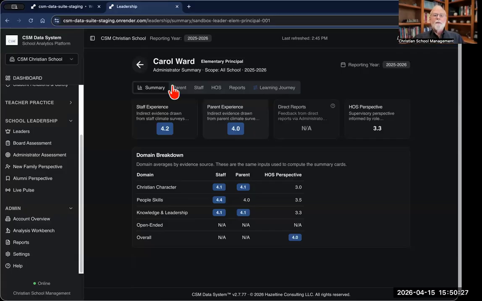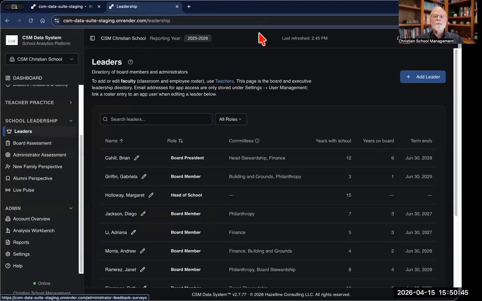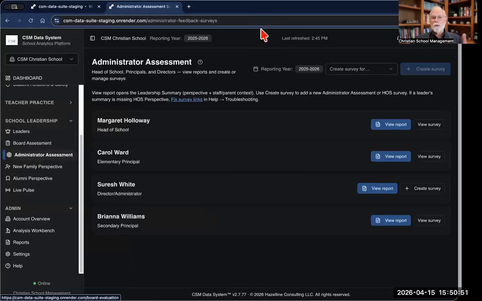And again, one of the final tabs here is the learning journey. And this is for discussion, so we can talk about, are things going well? Where can we improve? What could we add on to? Very similar to the learning journey that we have for teachers. So that's the administrator assessment tab, very key for evaluating your leadership team in your school. So everybody has feedback from somebody. Everybody gets evaluated by somebody.